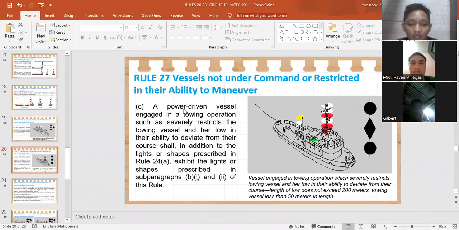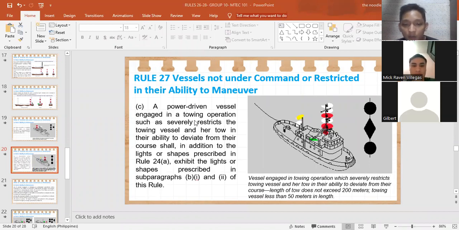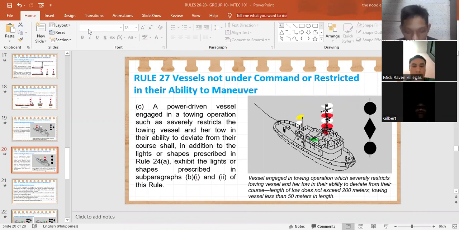So in C, this would be a power-driven vessel engaged in towing operation, such as severely restricts the towing vessel and her tow in their ability to deviate from their course. It shall, in addition to the lights or shapes prescribed in Rule 24 subparagraph A, exhibit the lights or shapes prescribed in subparagraphs B 1 and 2 of this rule. So Osing will continue this report.